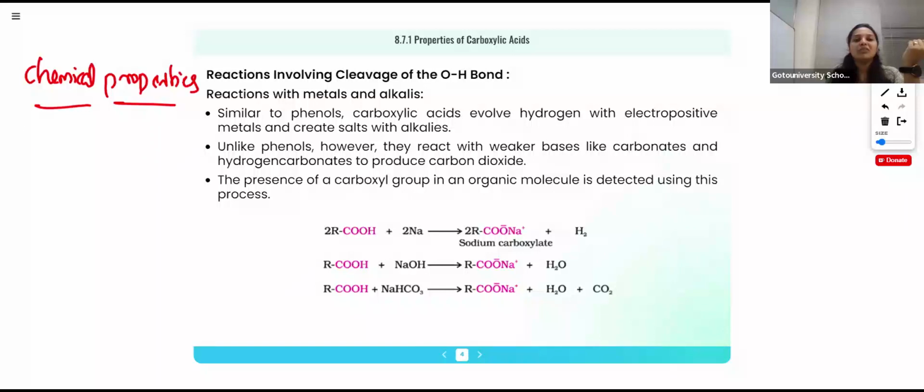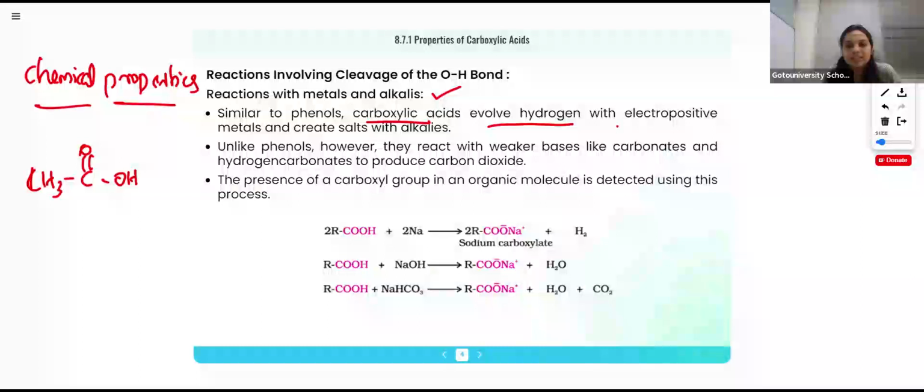See, the first one is reaction with metals and alkalis. How these acids normally react with metals. I am taking one acid, CH3COOH. Then what is the reaction here? Similar to phenols, carboxylic acids evolve hydrogen with electropositive metals and create salt with alkalis. See, here the acid they took is RCOOH. The R group may be any group.